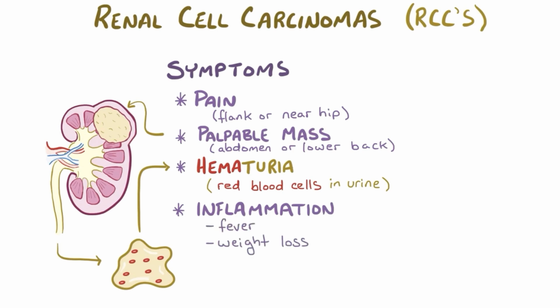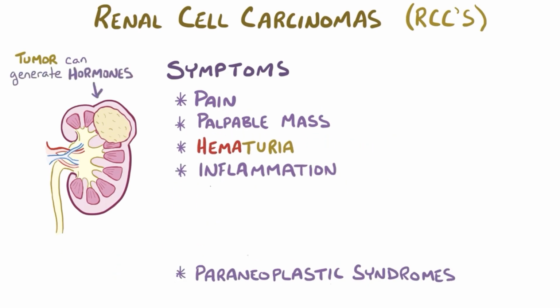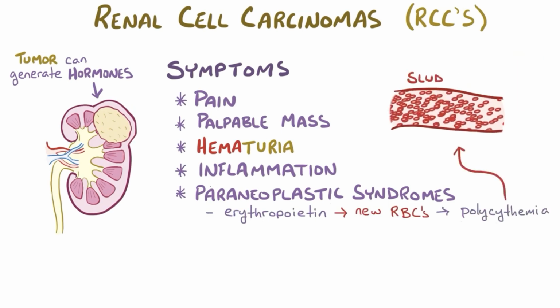Renal cell carcinoma is also frequently responsible for causing various paraneoplastic syndromes, which is where the tumor cells generate a hormone that causes its own set of symptoms. For example, these tumors can release the hormone erythropoietin, which increases the production of new red blood cells. And this can lead to polycythemia, or too many red blood cells, which can cause the blood to start sludging or slowing down its normal flow.